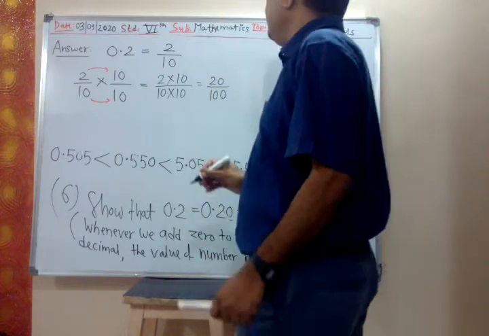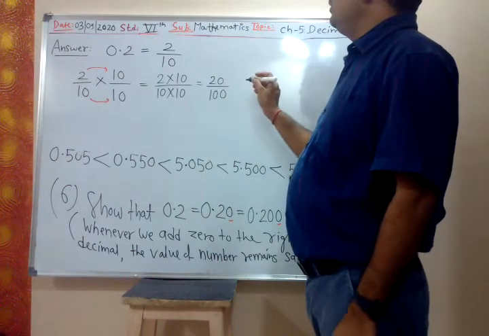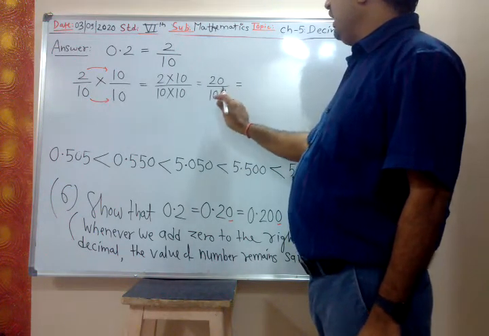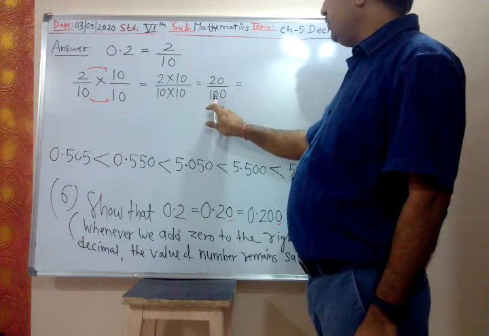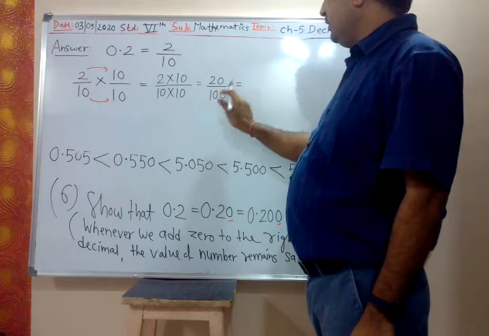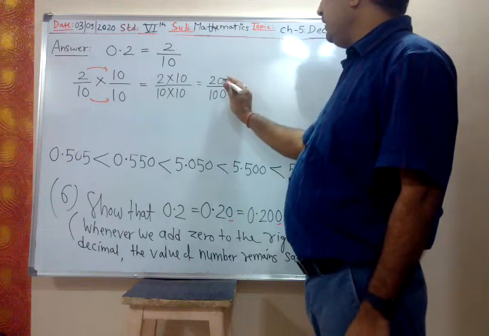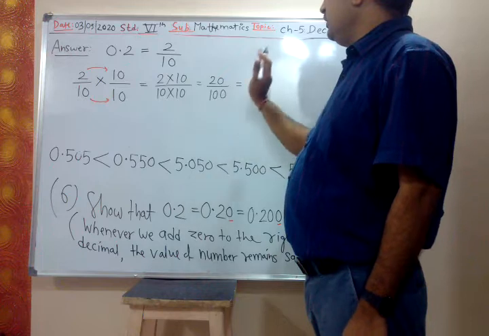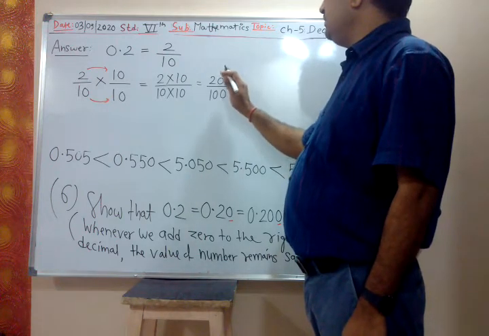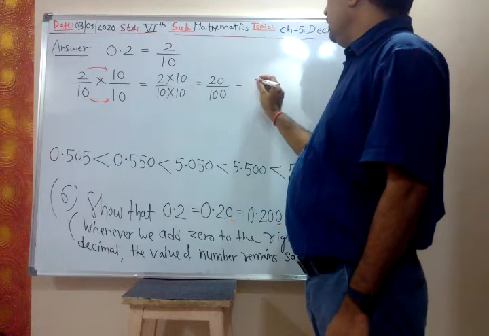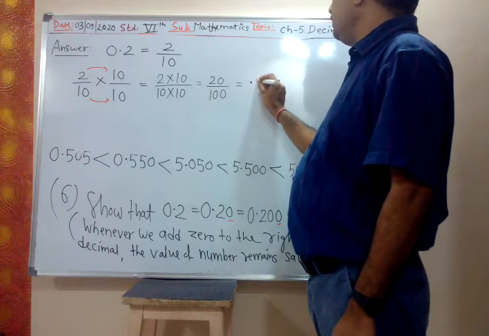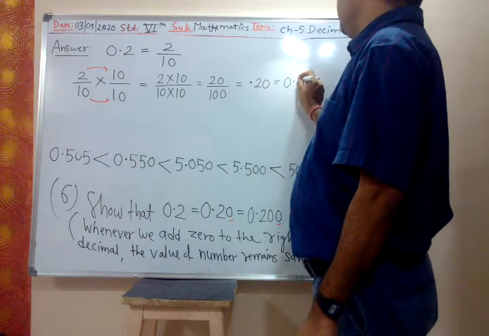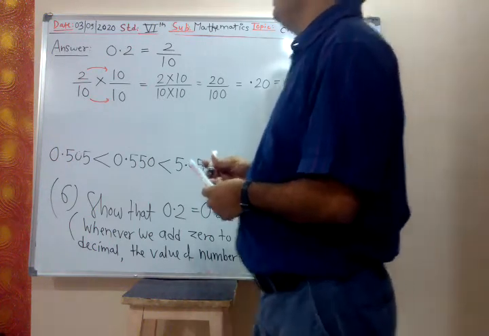Now what is 20 upon 100? There are two zeros in the denominator. So from the right we put the decimal after 2 digits, because there are two zeros in the denominator. So 1, 2, we put the decimal, that is 0.20. 0.20 is same as 0.20.